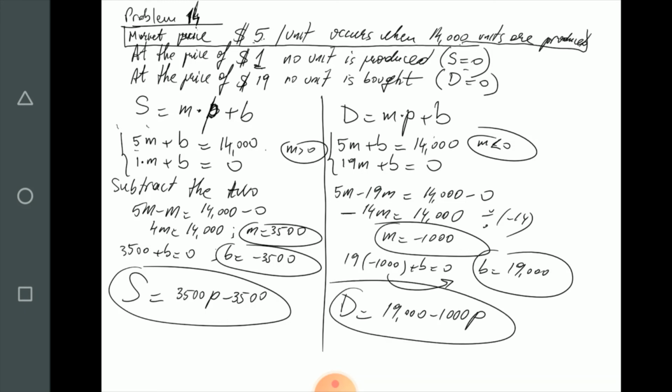We already know the market price. If you want to check your work, if you set S equal to D, the price value should be 5. So you can check: solving S equals D for P gives you P equals $5.